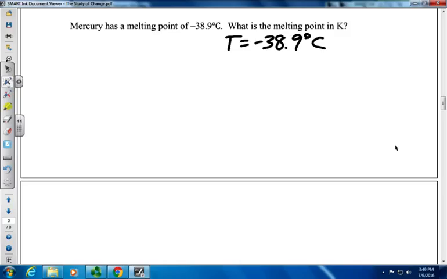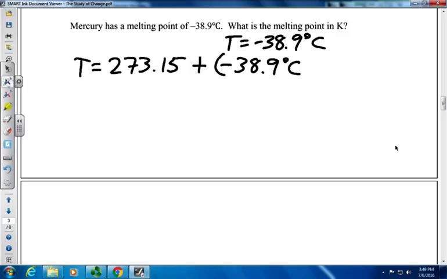So in this case, we're going to look at temperature equaling 273.15 plus the negative 38.9 degrees C. Okay? This is going to give us Kelvin. Simplified, all this is 234.3 Kelvin. Now you're asking yourself, how did I get that K in there when you still have the degrees Celsius?